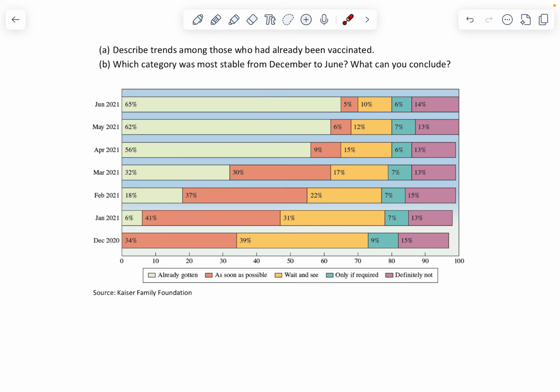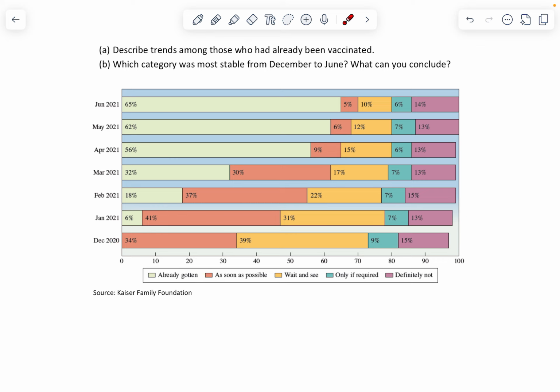So the light color here represents the individuals who have already gotten the vaccine. Red represents those who will get it as soon as possible. The yellow here is those who will wait and see. The turquoise will be those who will get it only if required. And then the purple here represents those who will definitely not get the vaccine, right? So you can see how these different opinions changed from December 2020 to June 2021.